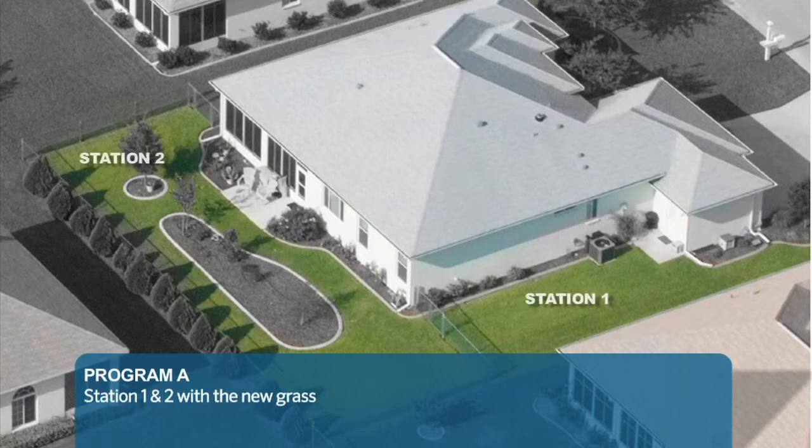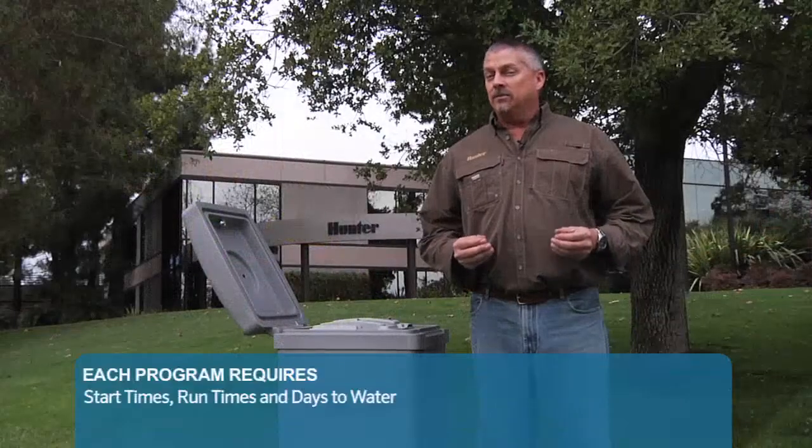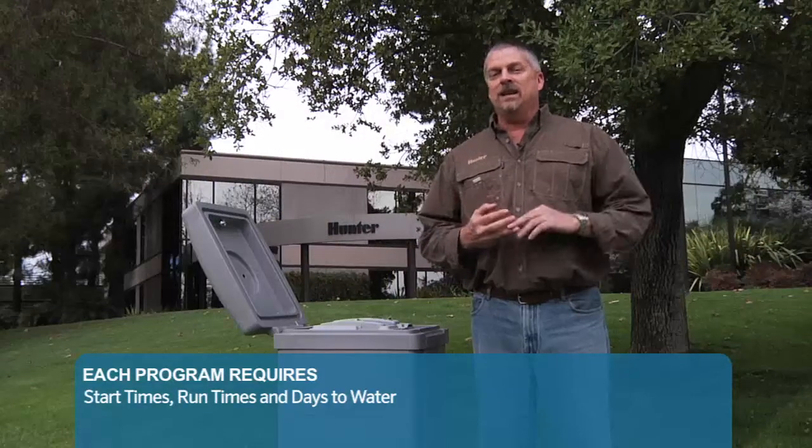Program A can have stations 1 and 2 with the new grass, and program B can have stations 3 and 4 with the trees. Each program will require at least 3 ingredients to be complete. Those are start times, run times, and days to water.